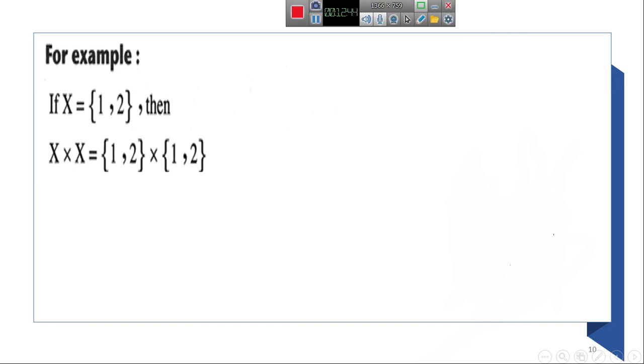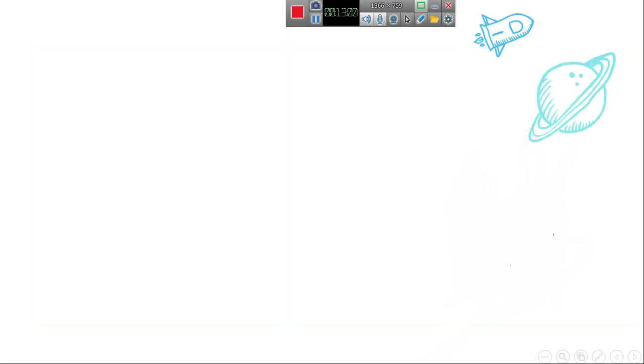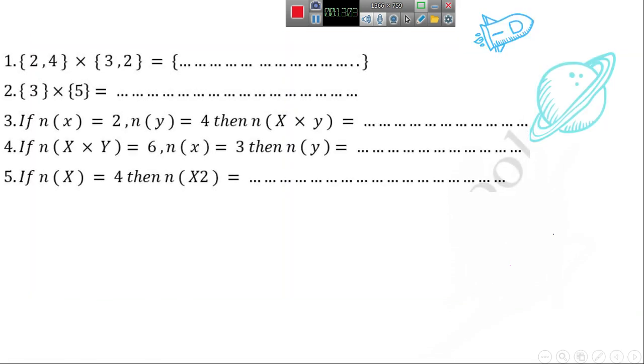And we solved a question like this: x equals {1, 2}, then x cross x, or x power 2, means (1,1), (1,2), then (2,1), (2,2). Then we have 4 ordered pairs of this cross. Let's solve these questions. If we have 2 sets like {2, 4} and {3, 2} to make the cross of these 2 sets, as we said, the first element 2 will participate with 3, then (2,3), (2,2), after that (4,3), then (4,2).